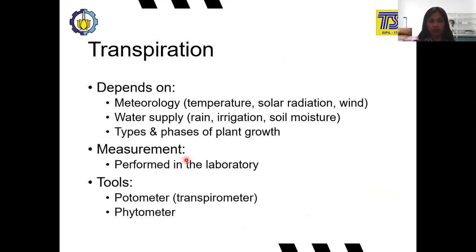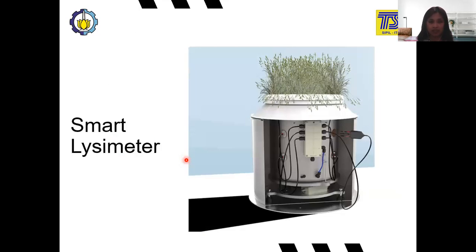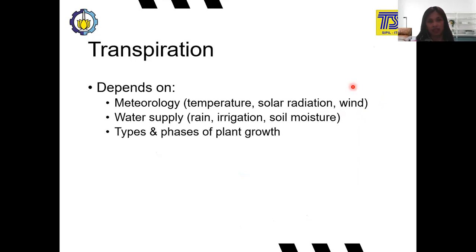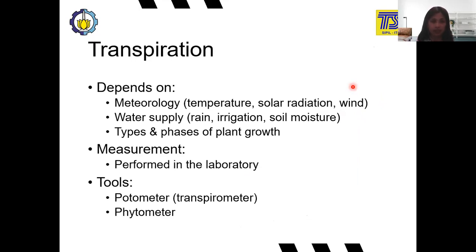So after we talk about the evaporation, we can also talk about the transpiration, because it's here. We have the smart lysimeter. It can also calculate the transpiration because of the soil. We can also plant it with plants in the soil, so it becomes transpiration. And if we calculate transpiration, it depends on the meteorology, the water supply, and the types and the phases of the plant growth.